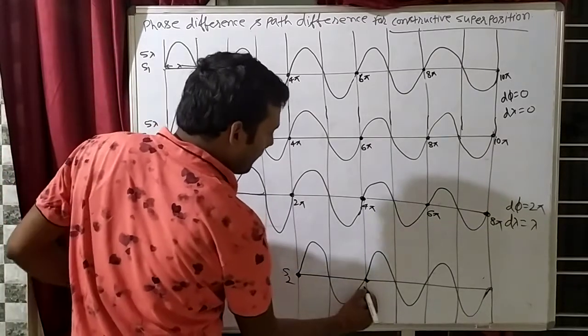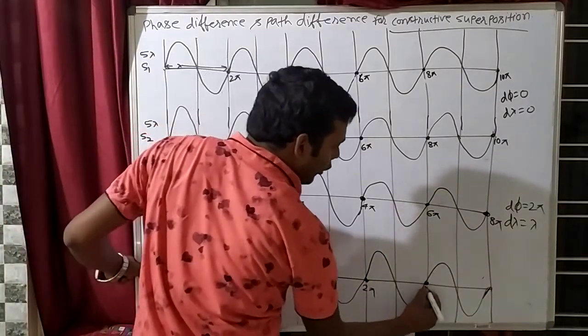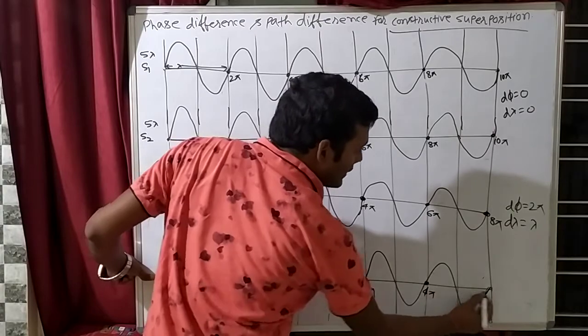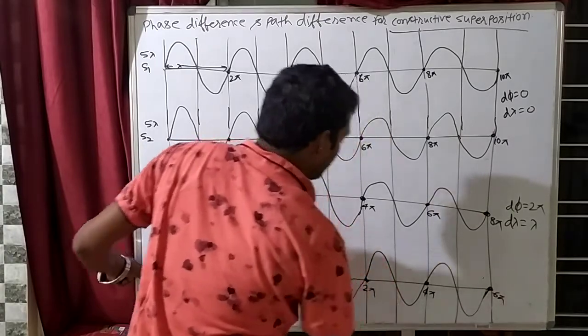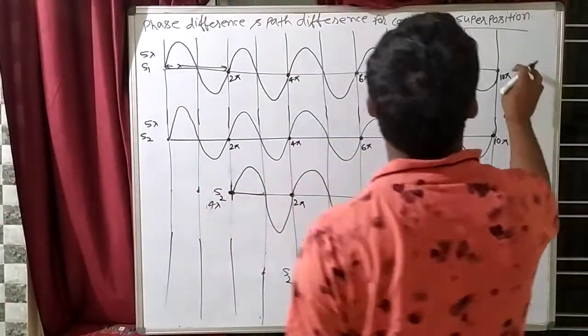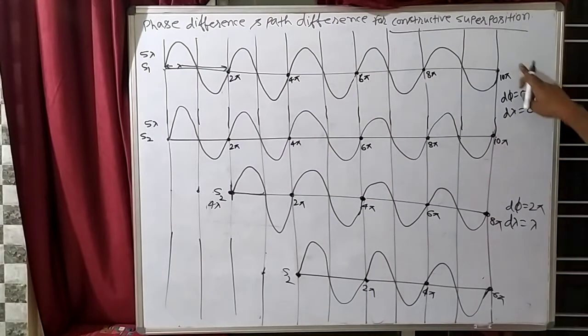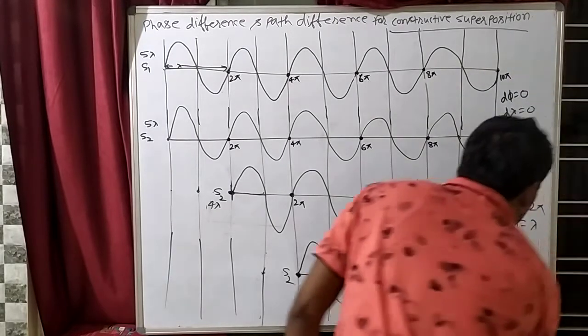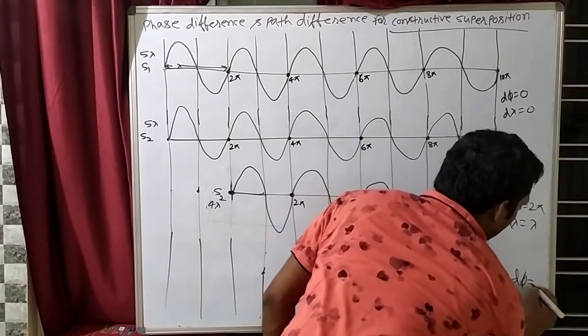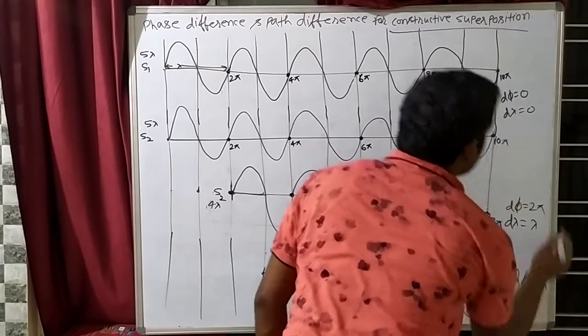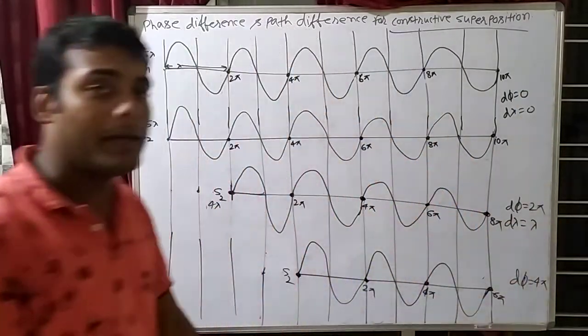Now again count here. This is 2 pi. This is 4 pi. This is 6 pi. So S2 is 6 pi and S1 is 10 pi. What is the phase difference between 10 pi and 6 pi? So d phi will be how much? 4 pi. This is 10 pi. This is 6 pi. So d phi will be 4 pi.